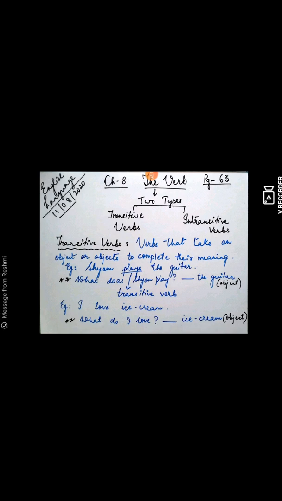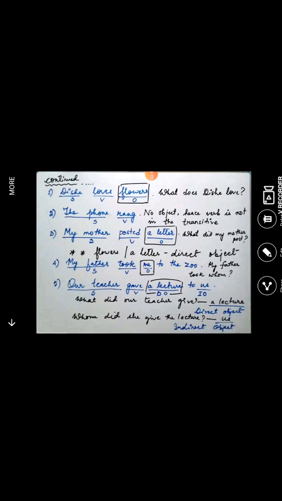I hope it is clear to you, children. Now, I love ice cream. Here in this sentence again, I is the subject, love is the verb. I love what? Or what do I love? I love ice cream. So when I ask a question with what to the verb love, I get the answer ice cream. Hence ice cream is our object. Clear, children? Now look at the next slide.